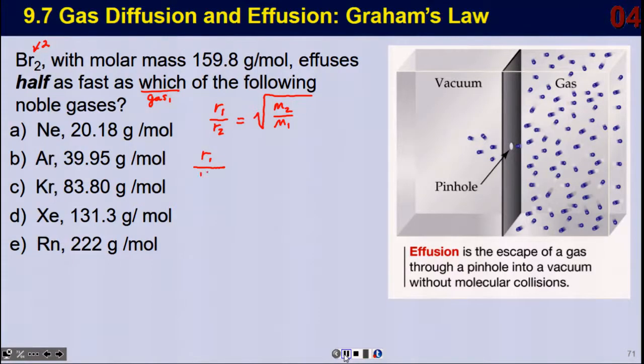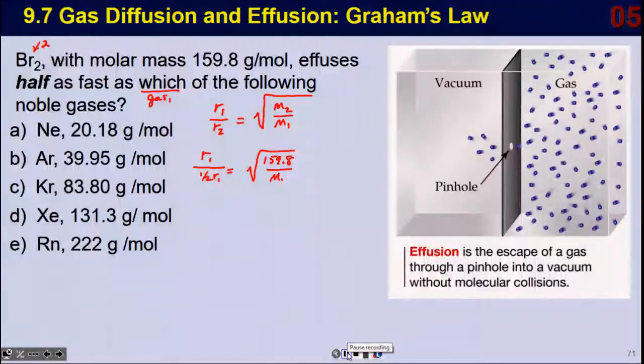And so you put 1/2 down here. It's going to be equal to the molar mass of the bromine, 159.8, divided by the mass of the other gas that we still need to figure out. So the rate of the bromine is 1/2 of the rate of the other gas.